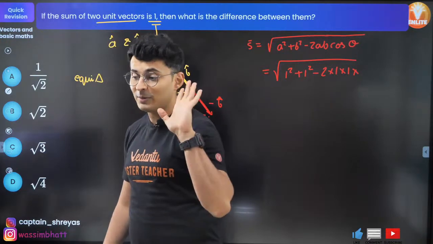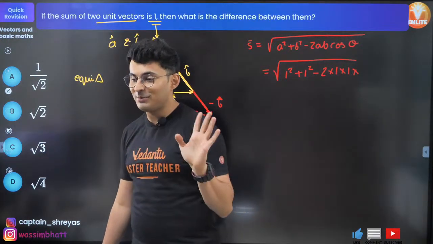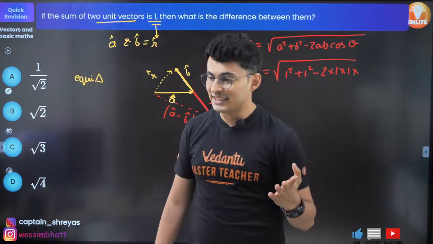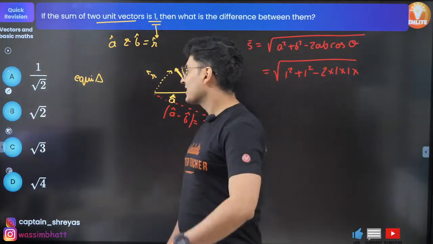Oh, see, everybody made a mistake. Everybody made a mistake. I knew this. Many of you are going to say 60 degrees. That is wrong. It is not 60.